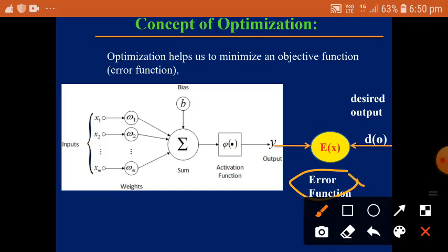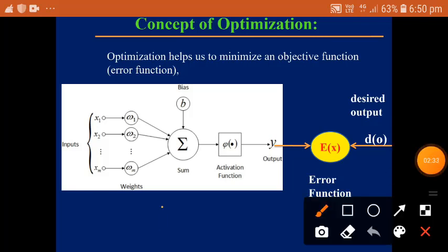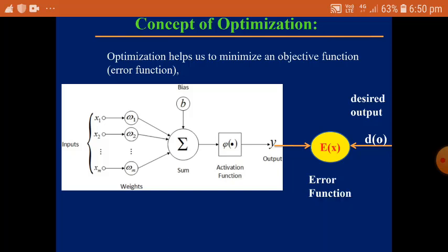This y out is the actual output. This is the desired output, D of O. D of O is nothing but the desired output. The difference between these two gives us the error function. So how do you get the error function? Error function is nothing but desired output minus actual output.